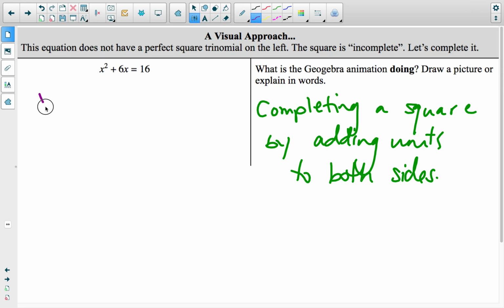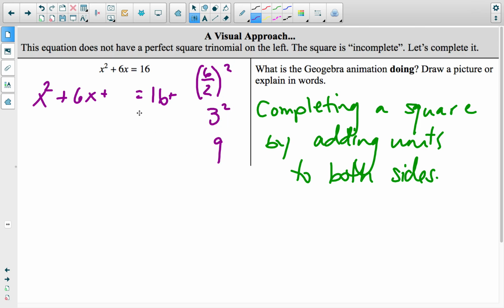Okay, practically, here we go. X squared plus 6x equals 16. We already have our constant moved over. So what we're going to do is add something to both sides. And what we're going to add to both sides is that middle term, 6, half of it squared. So half of 6 is 3. So we're going to add 9 to both sides.